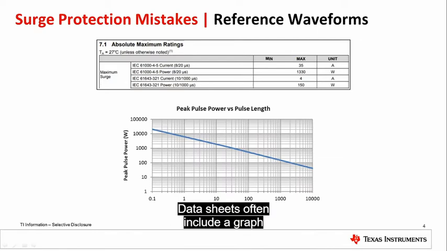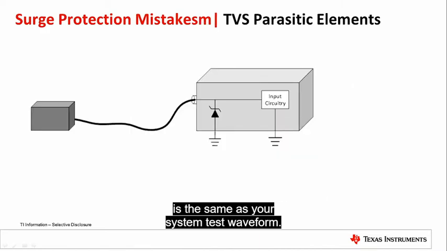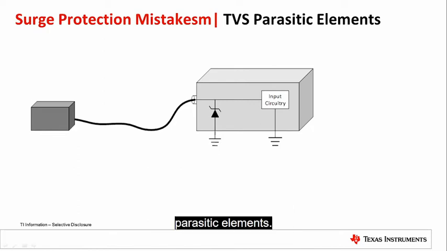Datasheets often include a graph that translates the peak power versus pulse length. To avoid misinterpreting the TVS specifications, make sure that the reference waveform in the datasheet is the same as your system test waveform. The third common mistake is to ignore the TVS diode parasitic elements.